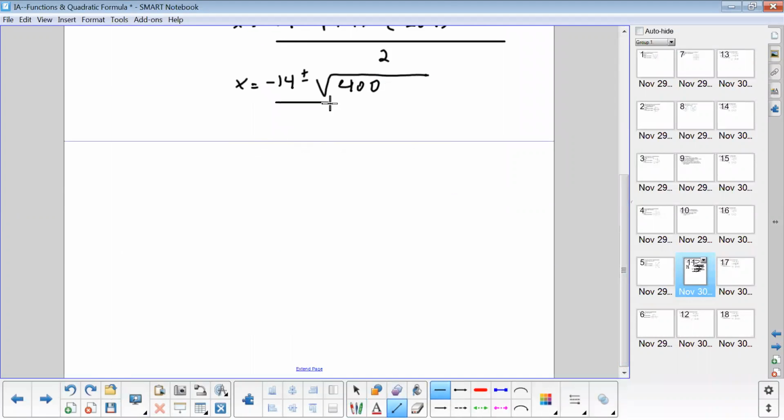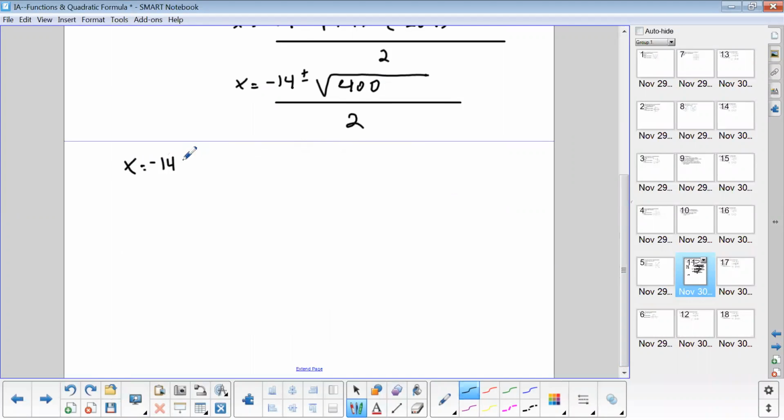And that's all divided by 2. Well, the square root of 400, that's a perfect square, so we're going to get 20. And since we have a positive and a negative here, I'm going to have x equal negative 14 plus 20 divided by 2, and I'm going to have x equal negative 14 minus 20 divided by 2. So when I simplify these, I'll find my two solutions.